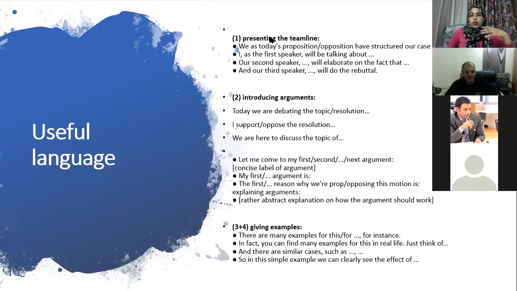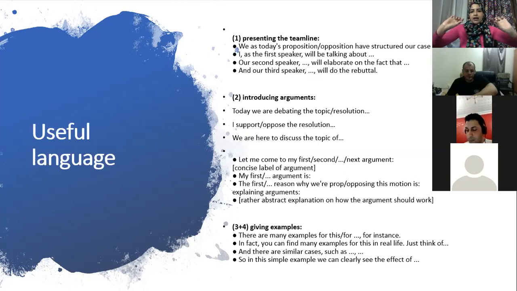Okay. Before we move into talking about today's resolution or our motion today, I'm going to give you some useful language where you can present your own argument, okay? So in the beginning, you could say, as today's proposition or opposition, we have structured our case as follows. For example, Mansoor and Ahmad are in a group. So the first sentence they say, we as today's proposition. If you are with, you are proposition. If you are against, you are opposition. Have structured our case as follows. I want you to start with this sentence.